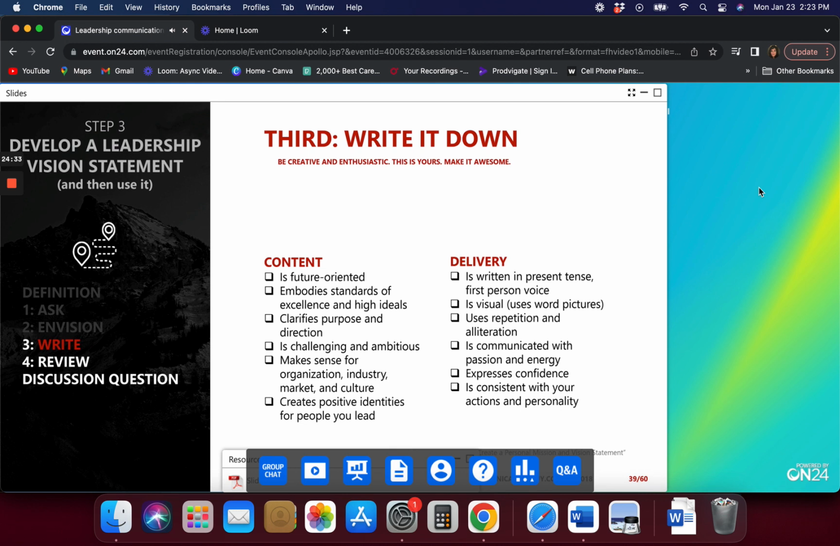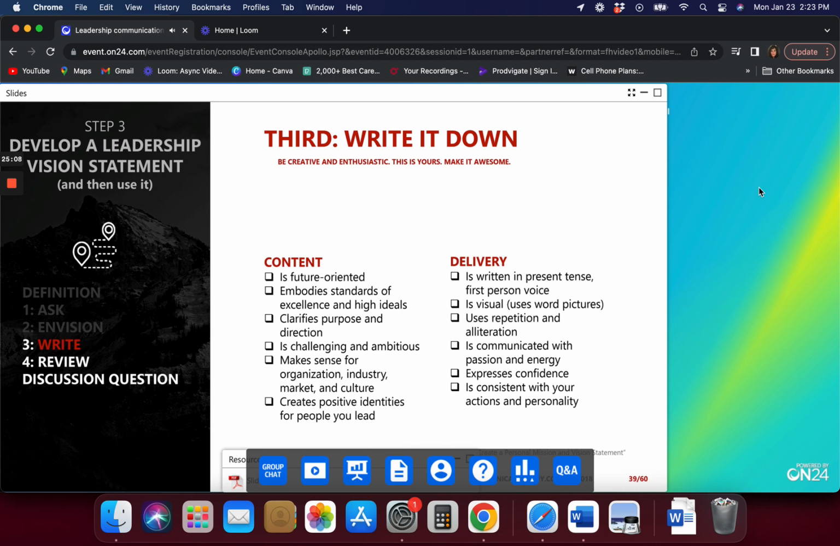So again, I've split this in two ways. First of all, your content, you want it to be future oriented. So if there's something you're not good at now, what do you want to be good at in the future? Embody standards of excellence and high ideals, clarify your purpose and direction, and be challenging and ambitious. And it makes sense for industry, market, culture, and also your own personality. Make sure it's always written in a positive way. So don't ever write things that put your company or your employees in a negative light, but always put that positive approach on it. That's going to make you more likely to be the more influential leader.